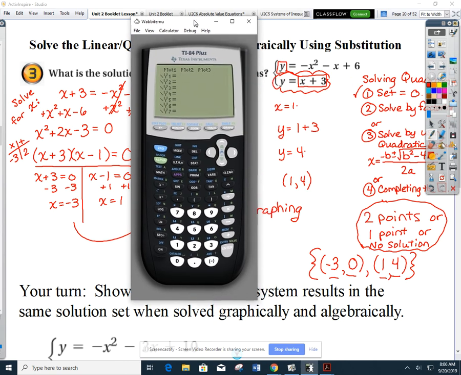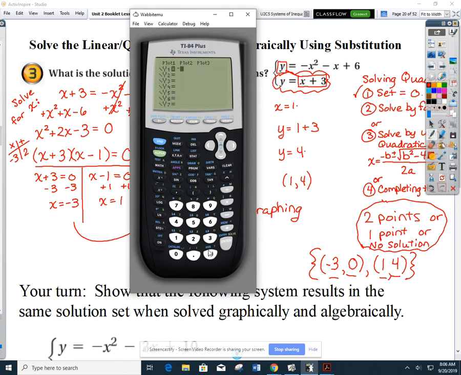I'm going to move this over here. So y equals -x² minus x plus 6, and y equals x plus 3. Now on a test, I know on your homework, a lot of you won't take the time to check to see if this is right, but on a test, I would recommend doing that.